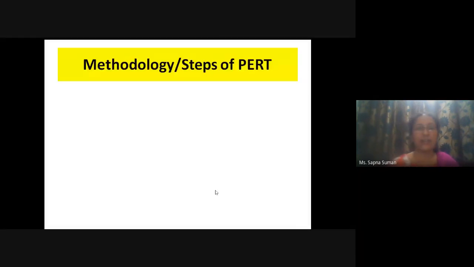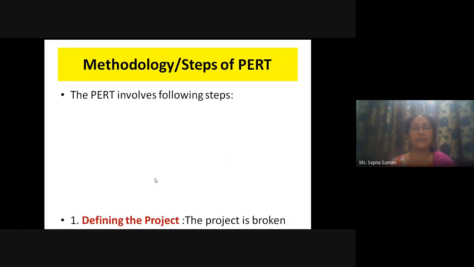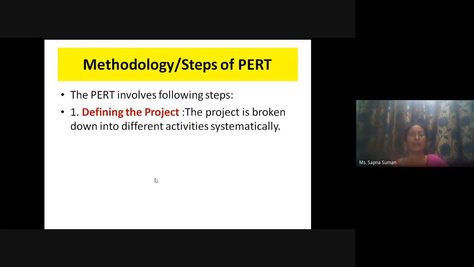Okay, so we are discussing about the steps or the method. First step is defining the project. Defining the project means that the whole project should be broken down into different activities or tasks. Because our project is very big, it is very complex in nature. Therefore, to make it more simpler, to simplify the project, to make things clear, we will have to break our project into smaller parts. Okay, and these smaller parts are the different activities which we call task.